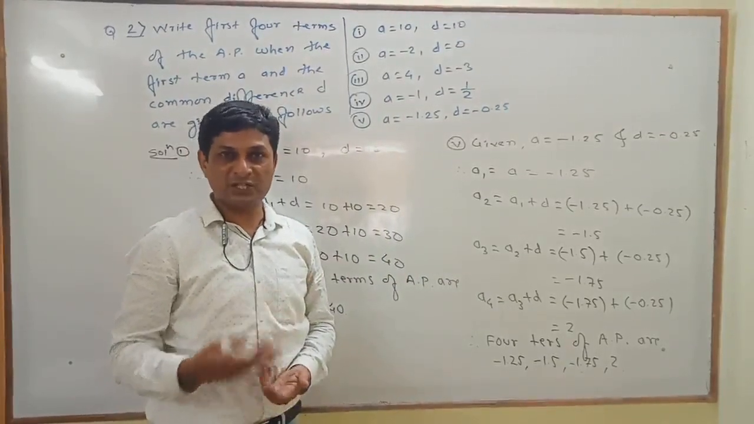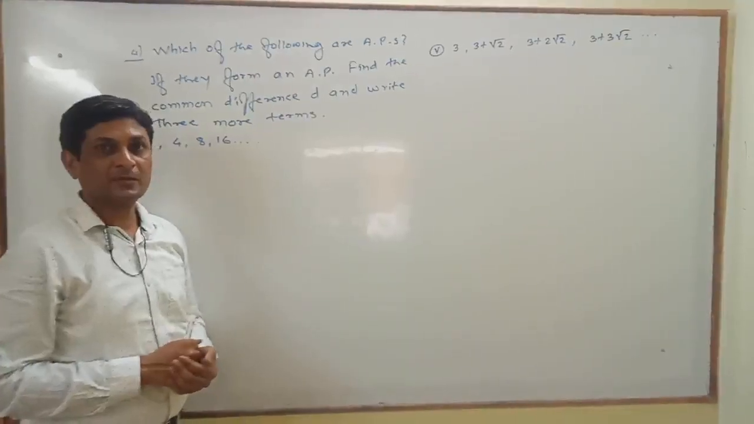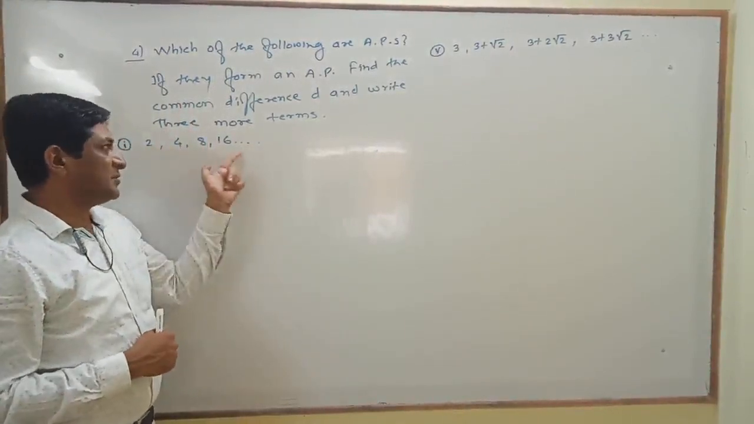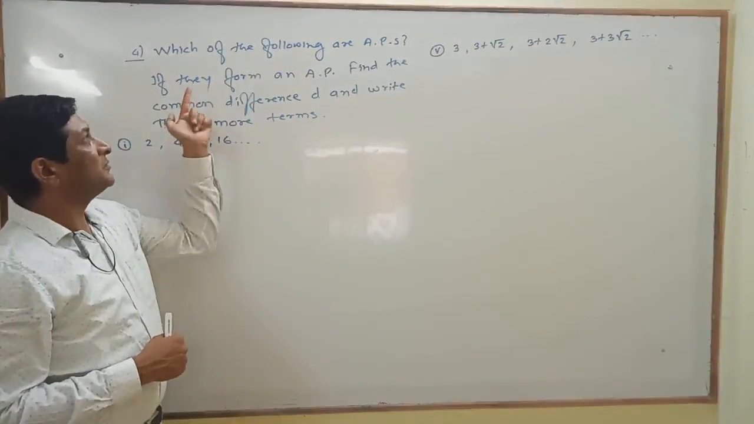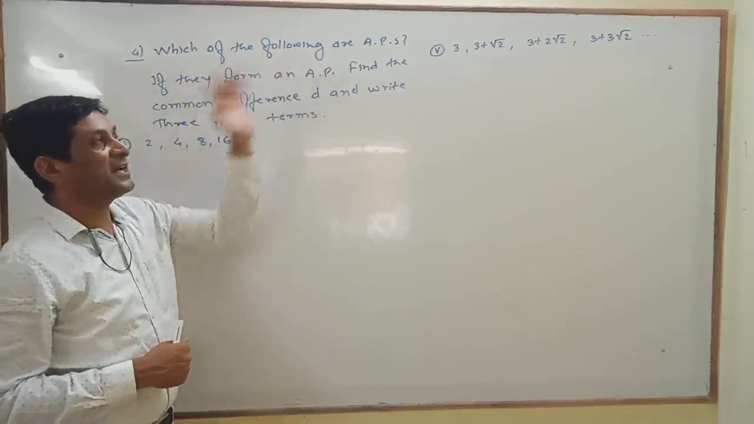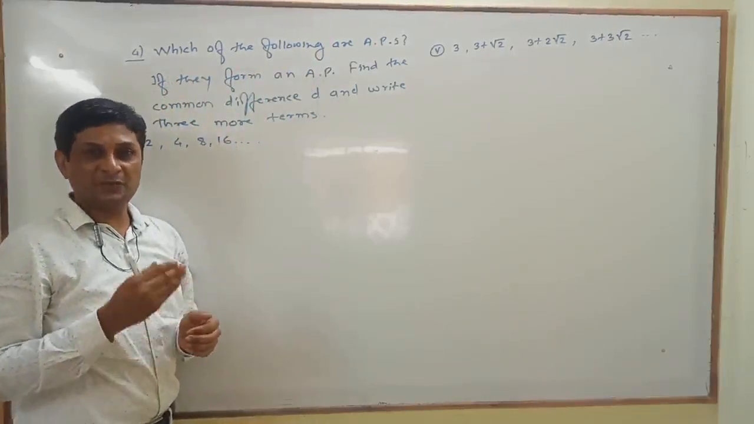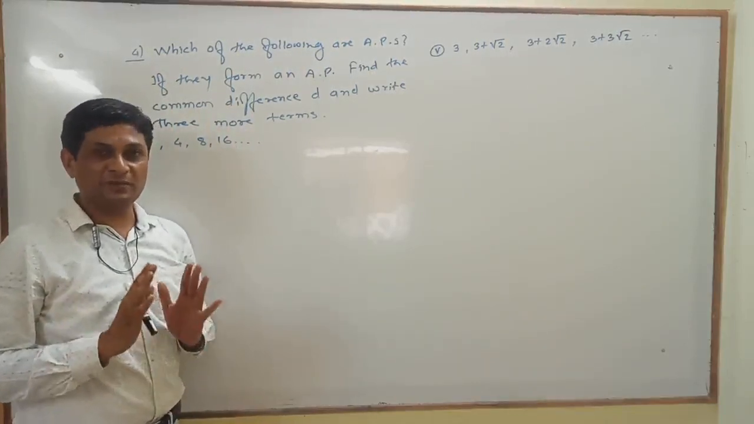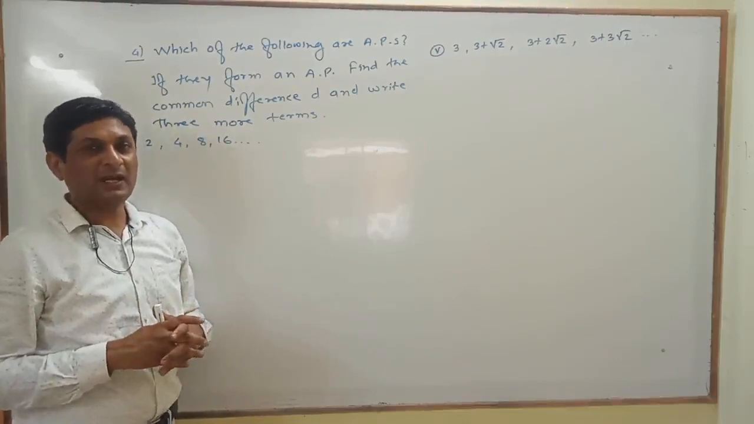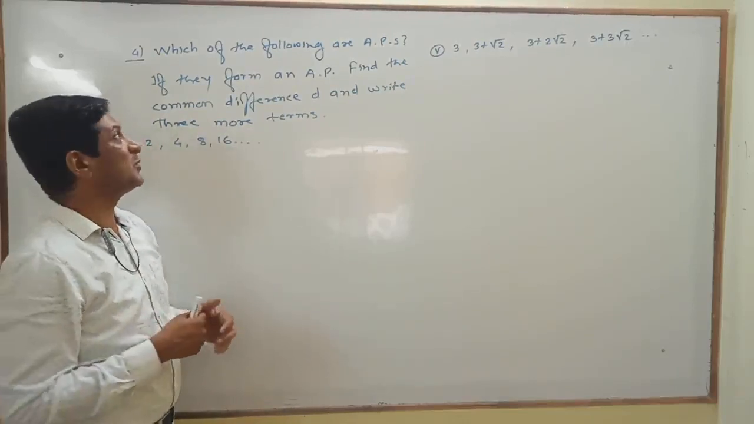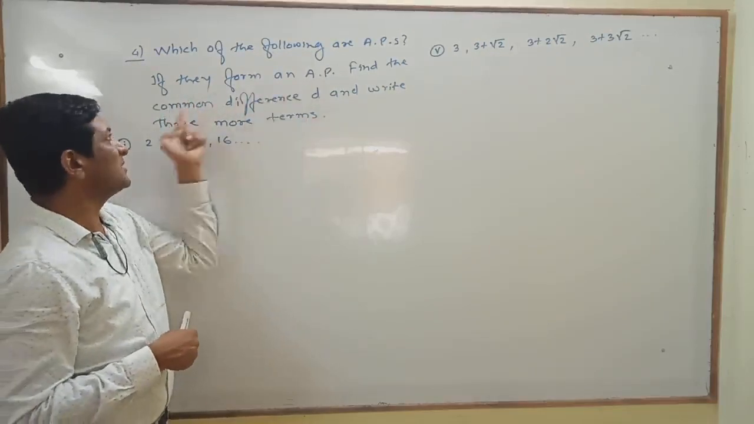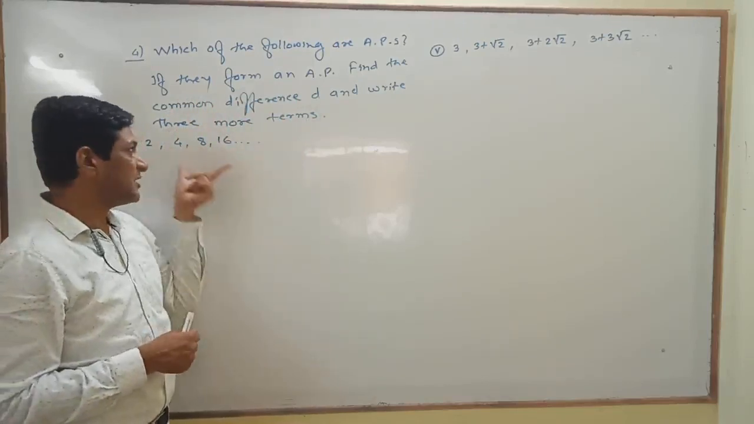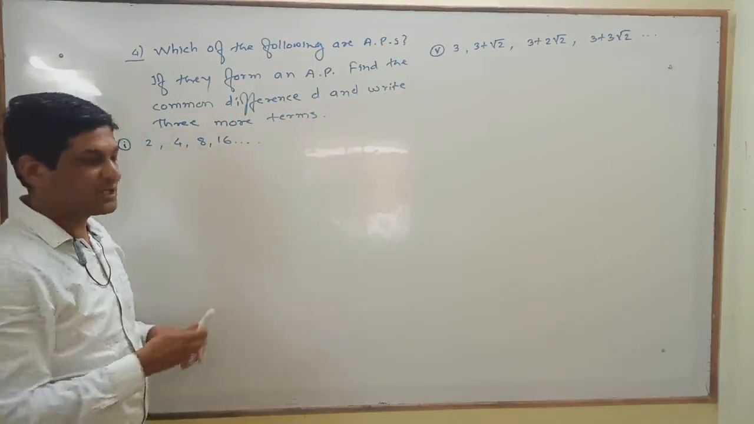Now we are starting question number 4. In question number 4, some terms are given to us and we have to check which of the following are arithmetic progressions. Means to check whether the given list of numbers is in arithmetic progression or not, we have to check whether the difference is constant or not. And if it forms an arithmetic progression, then find the common difference and write 3 more terms. So first let us check whether the list of numbers is in arithmetic progression or not.